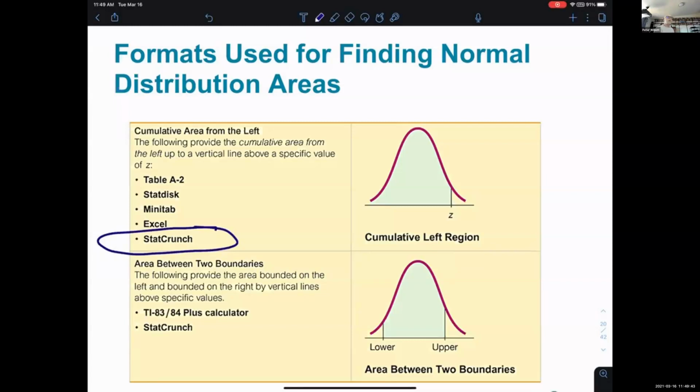The area between two boundaries is a little harder and can't be used in as many things. You can't really do it in StatDisk. The table doesn't do it. You have to do some extra stuff. But notice the two ways you can find the area between two boundaries. StatCrunch is one of them, making it easier for us to find the area between two boundaries using technology, without having to do extra work that you would have to do if you were using Excel or the table or something else. So again, I'll be demonstrating StatCrunch to make that easy to see.